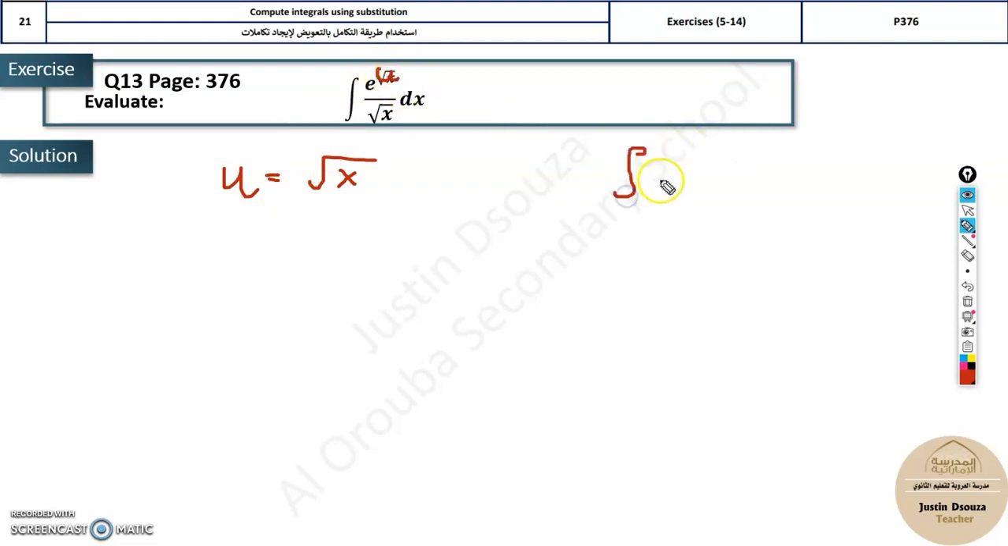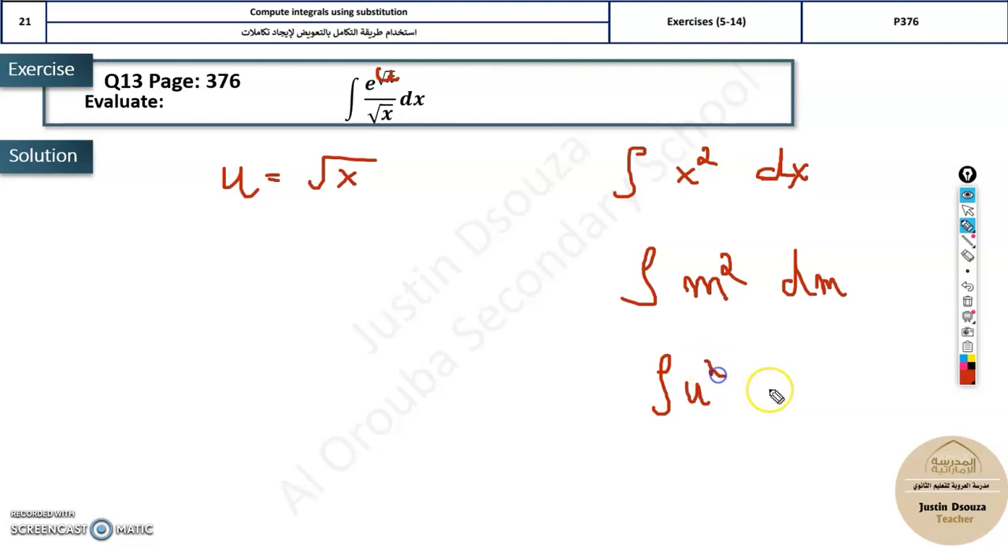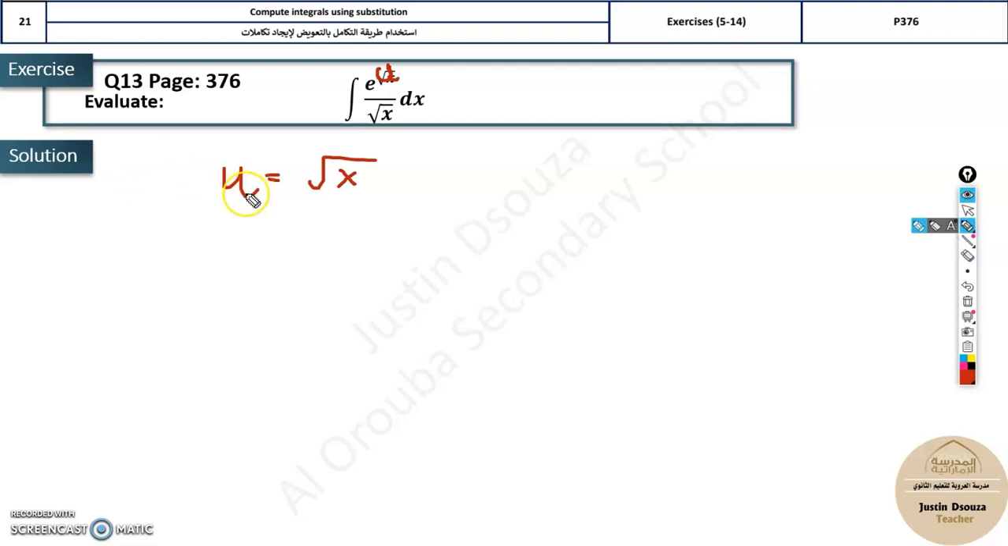Now, I've considered this term as u. But remember, if I have the integral of, say, a simple term x square, I'll have dx over here. Same way, if I have the integral of m square, I'll have dm. Now, if I have the integral of u square, I should have du, isn't it? If I'm substituting u over here, I should integrate with respect to u, so this will be du. So what do we do? That is why we need to differentiate this and get du. But it won't be just du, it'll be du by dx, because we are differentiating with respect to x. The derivative of root x is 1 by 2 root x.